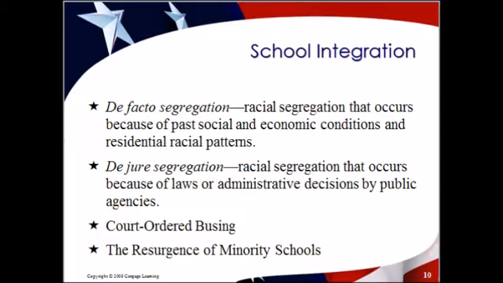States that mandated segregation were outraged at interference in state issues by the national government. Serious riots against desegregation took place in a number of different locations. De facto segregation: racial segregation that occurs because of past social and economic conditions and residential racial patterns. De jure segregation: racial segregation that occurs because of laws or administrative decisions by public agencies.